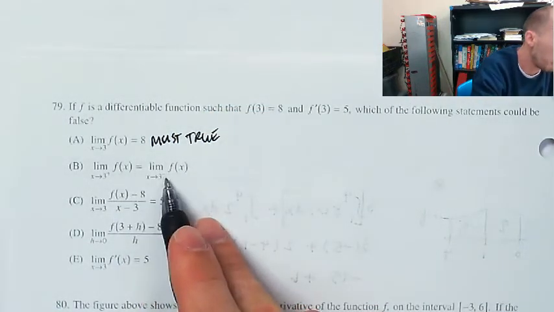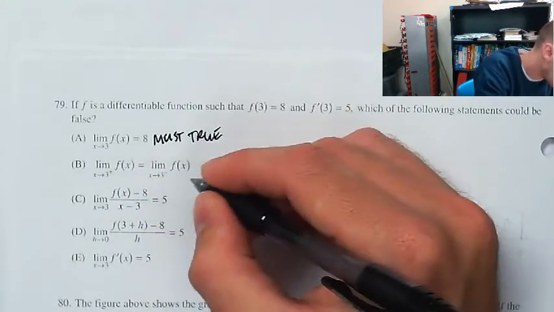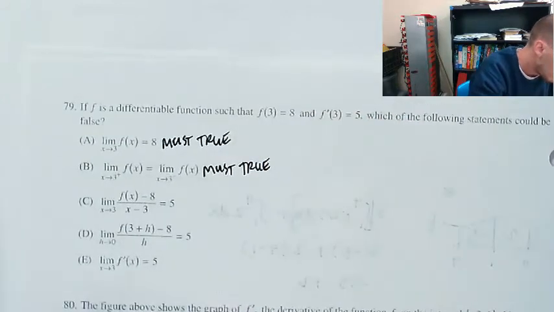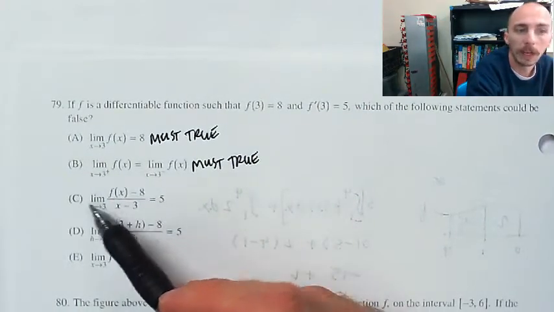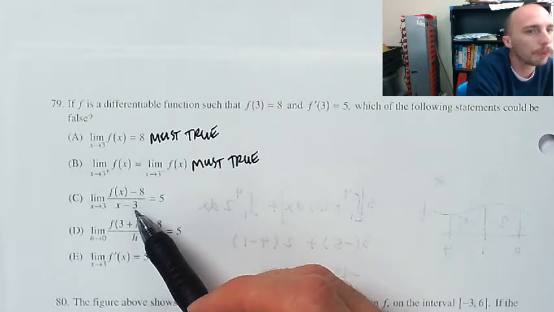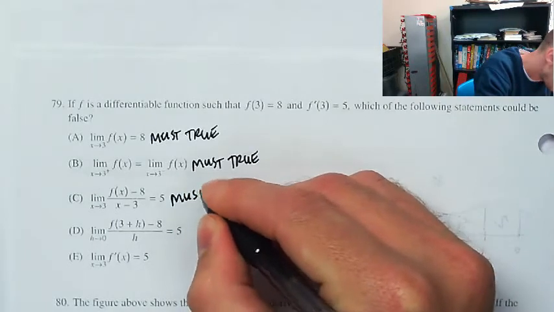Okay, the limit from the left equals the limit from the right. Well, I know that the limit equals 8, so it must be equaling the same thing from both sides. This also must be true. Okay, this is the limit of rise over run as run goes towards 0. That's the slope, that's the derivative. Okay, f prime of 3 is 5, that must be true.